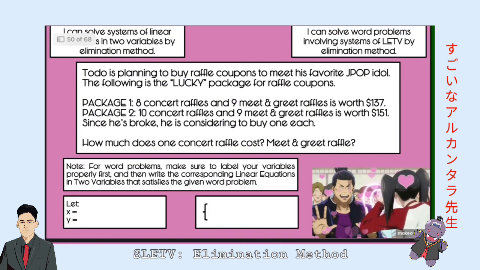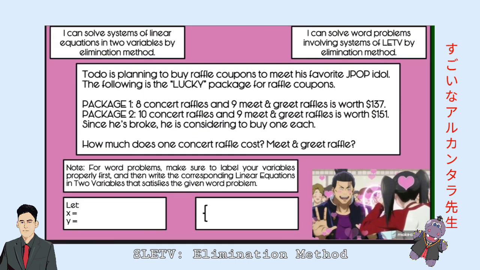Let's have this one. Now we're gonna deal with Todo. Okay. So Todo is planning to buy raffle coupons to meet his favorite J-pop idol. The following is the lucky package for raffle coupons. Package 1, 8 concert raffles and 9 meet and greet raffles is worth 137. Package 2, 10 concert raffles and 9 meet and greet raffles is worth 151. Since he is broke, he is considering to buy one each. How much does one concert raffle cost, and how about the meet and greet raffle? So just like earlier, label them. So X is the concert raffle and then the Y is the meet and greet one.